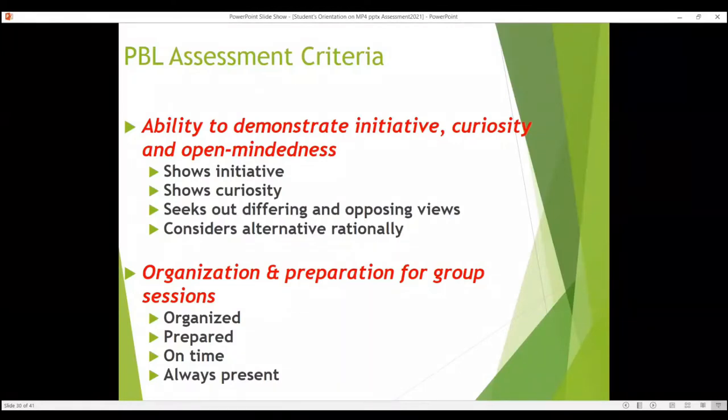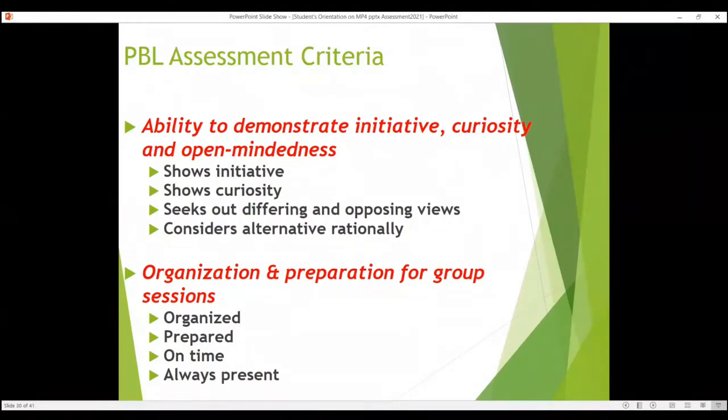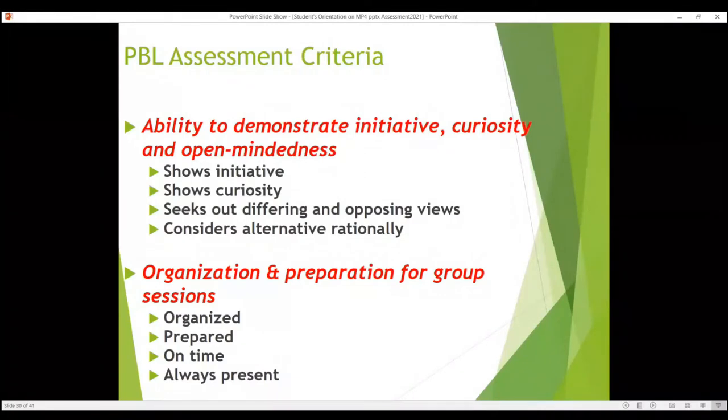Now, organization and preparation for group sessions. What is that? You know how a professional life is organized. So when there is a group activity, you should be able to demonstrate how organized you are, how prepared you are for the task you have been given, how punctual you are, how present you are in the session. What I mean is that this is a platform to train yourself in a way that will help you in future practice.